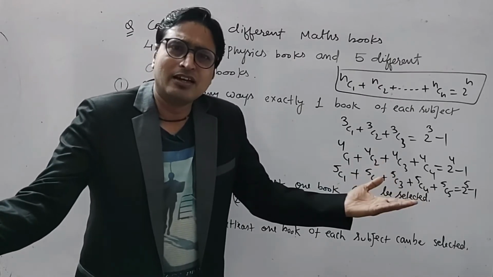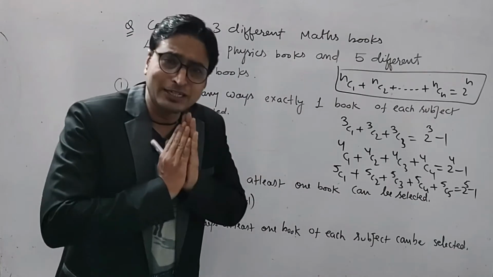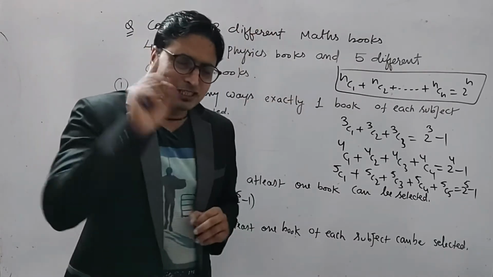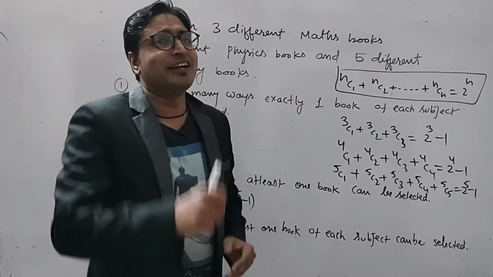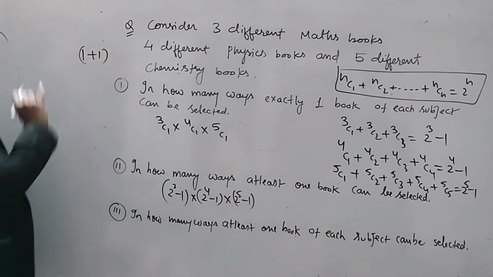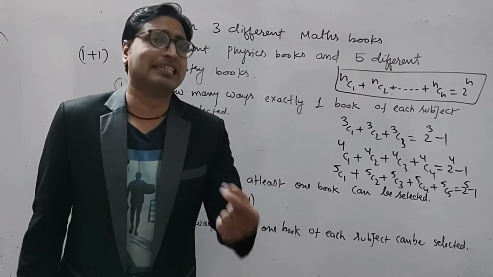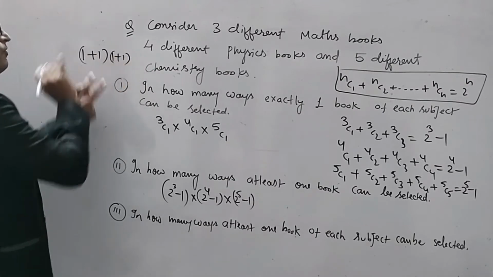One, you will select the book or you will reject the book. You have the option. Why? Because you have to select at least one. No need to select all the books. So with the first book, how many options will be there? 2. One for selection, other for rejection. Again, for the second book, how many options will be there? Again, 2 options. One for selection, one for rejection. So 1 plus 1 into 1 plus 1.